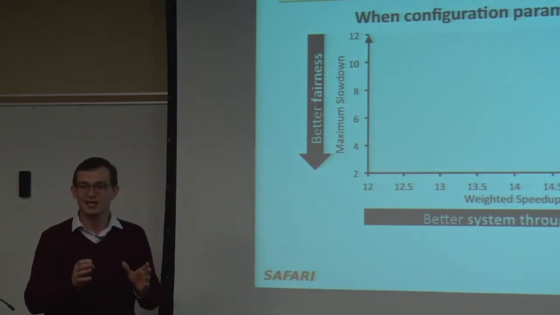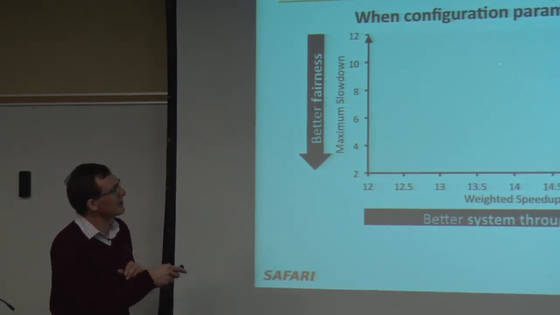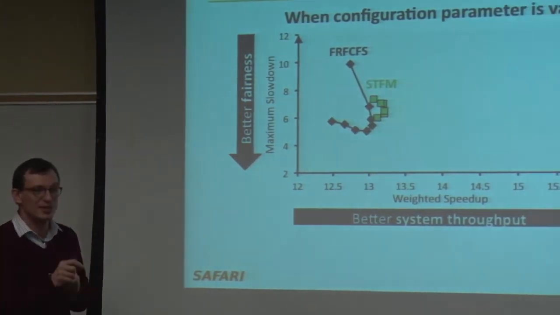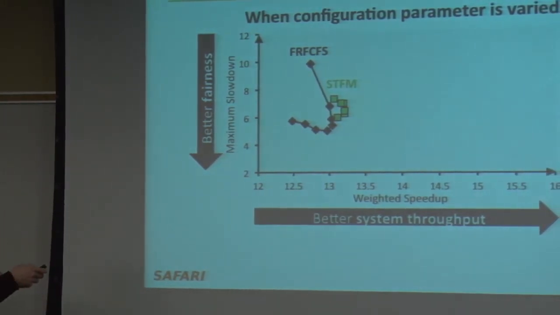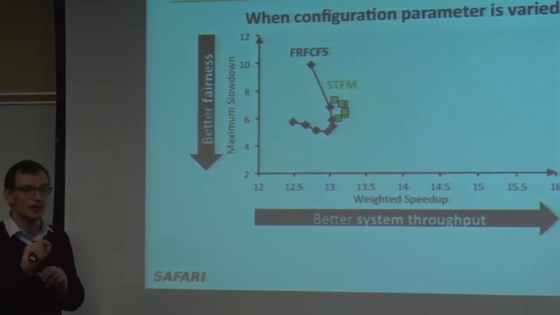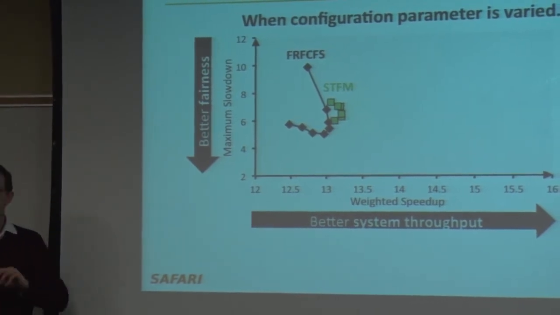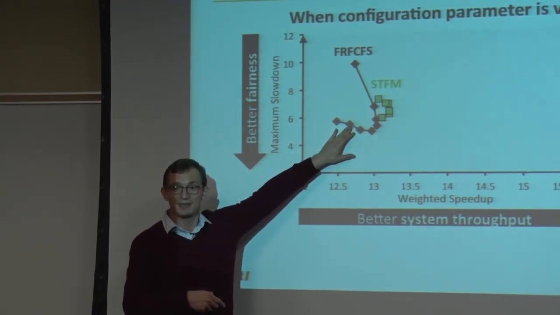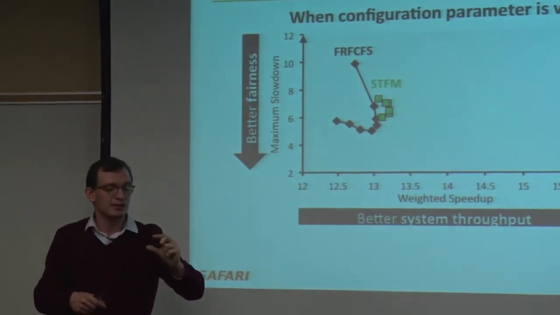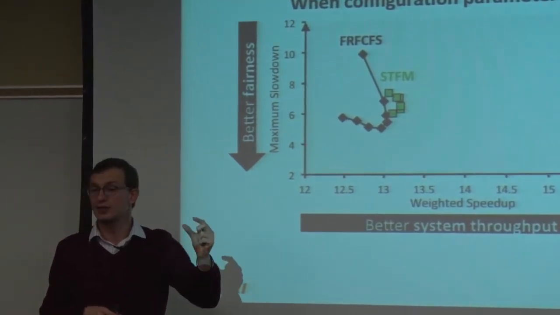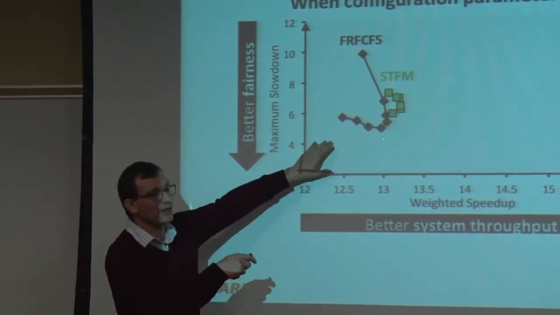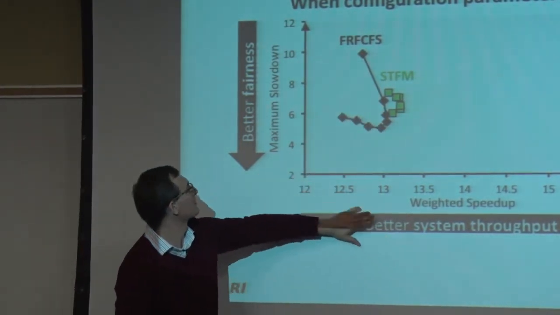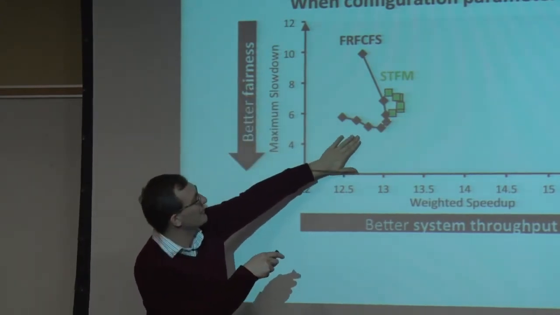So going forward, a lot of the parameters of memory controllers will be varied. And these controllers actually have parameters that can be varied. In the stall time fair memory scheduler, the unfairness threshold, if you remember, can be varied. Even in first ready, first come, first serve, which prioritizes only row buffer hits over row buffer misses, the parameter can be varied. Basically, how many requests can bypass the oldest requests is a parameter that can be varied in first ready, first come, first serve. And if you vary that, this is the kind of trade-off that you get between system throughput and fairness. And if you vary STFM, this is the kind of trade-off you get.